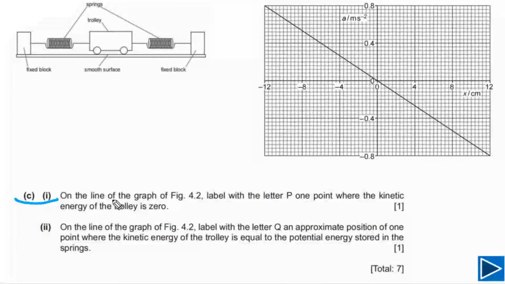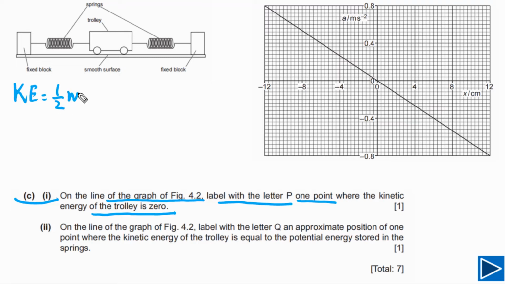Part C1: on the line of the graph of figure 4.2, label with the letter P the point where the kinetic energy of the trolley is 0. First we need to understand how we can calculate the kinetic energy of the trolley. Kinetic energy of the trolley is simply equal to 1/2 mv square, and kinetic energy is equal to 0 if v is equal to 0. So kinetic energy will be equal to 0 if v is equal to 0.